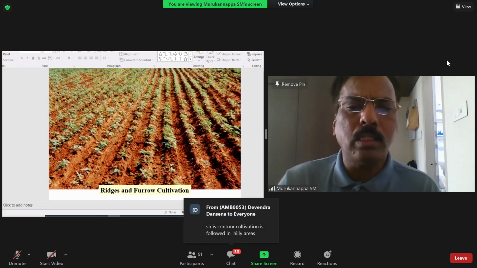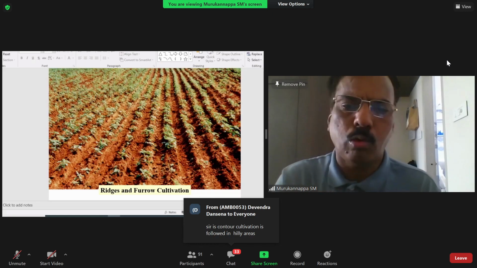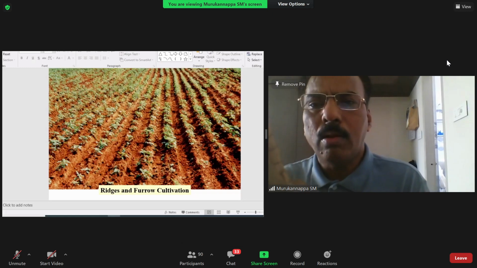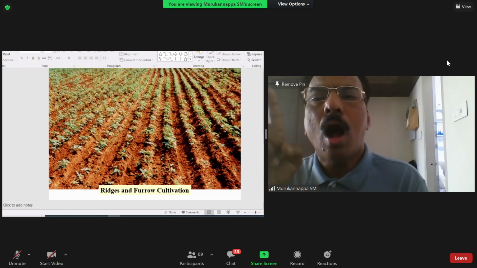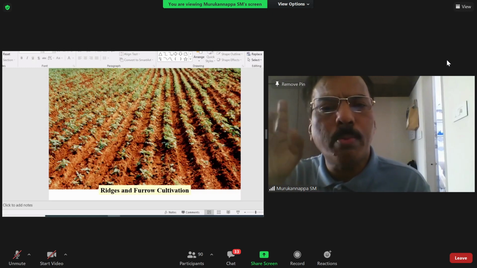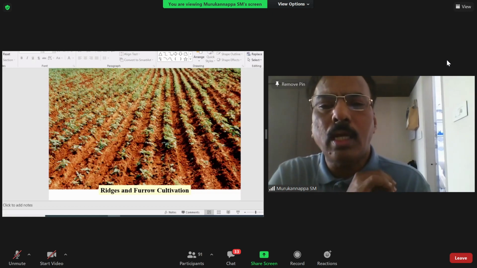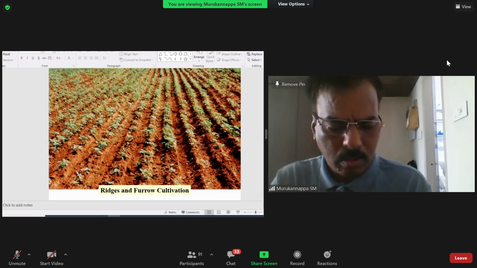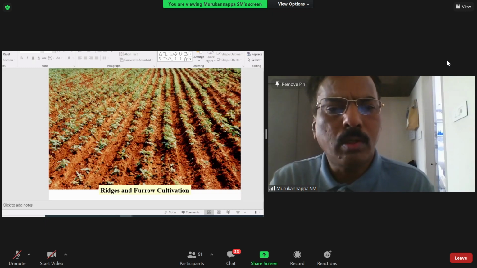What happens here? Just see, there is sowing of the crop across the slope. Remember one thing here: if you want to take any conservational measure for rainwater conservation, it must be across the slope only. If you are cultivating the crop along the slope, the entire water and also the soil is eroded. Remember. Is it clear? Very good.